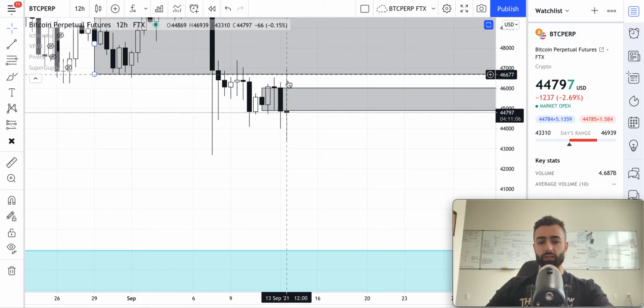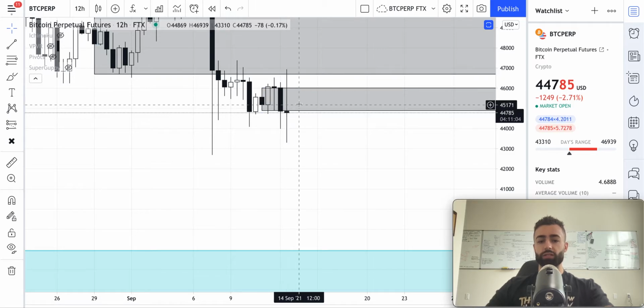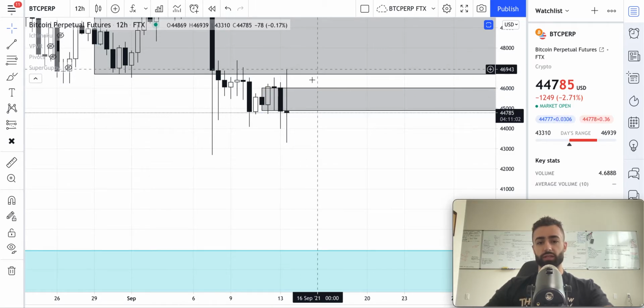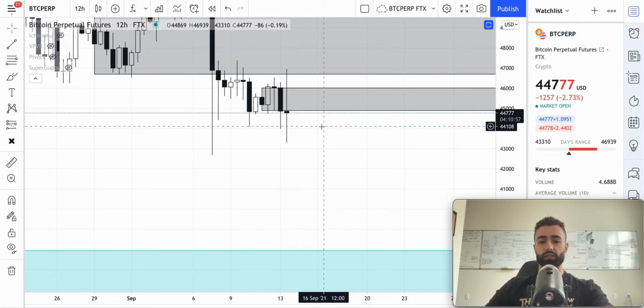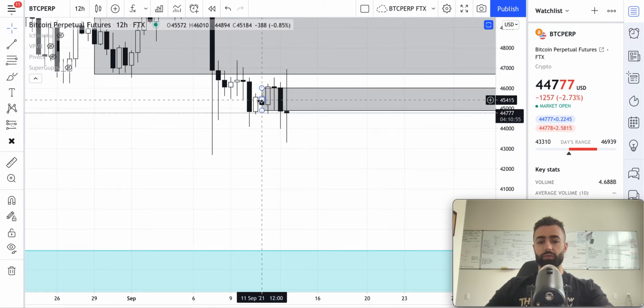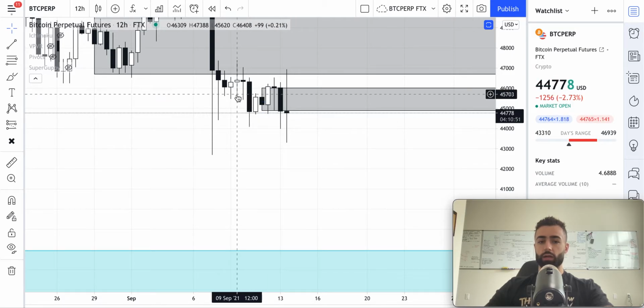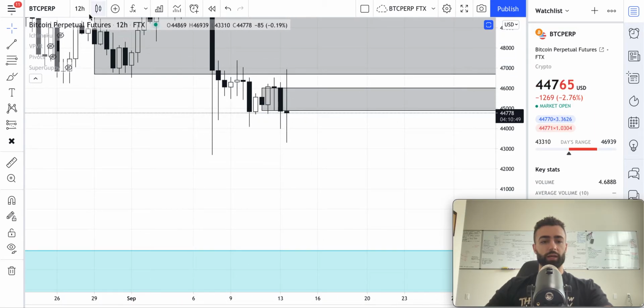But because the wick is already through it, we may just see a push through this zone on the first test. We'll need to see a continued push down with no wicks going into this zone for this to end up really being a valid resistance zone to potentially go short on. So that's something I'm keeping an eye on.